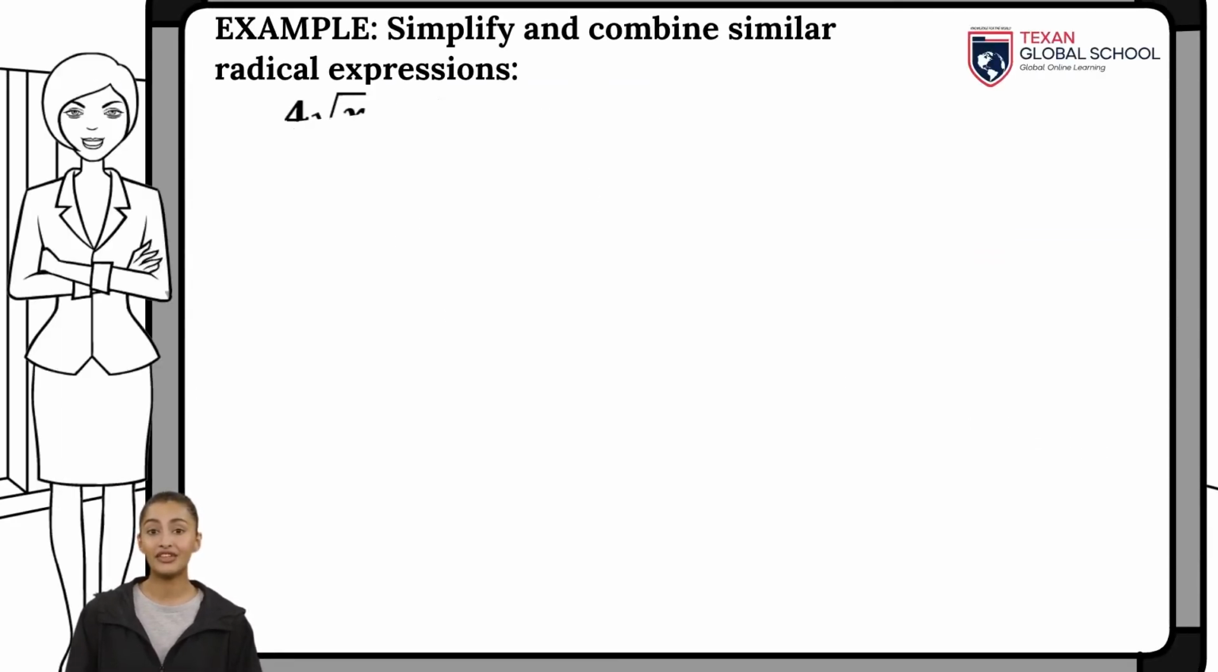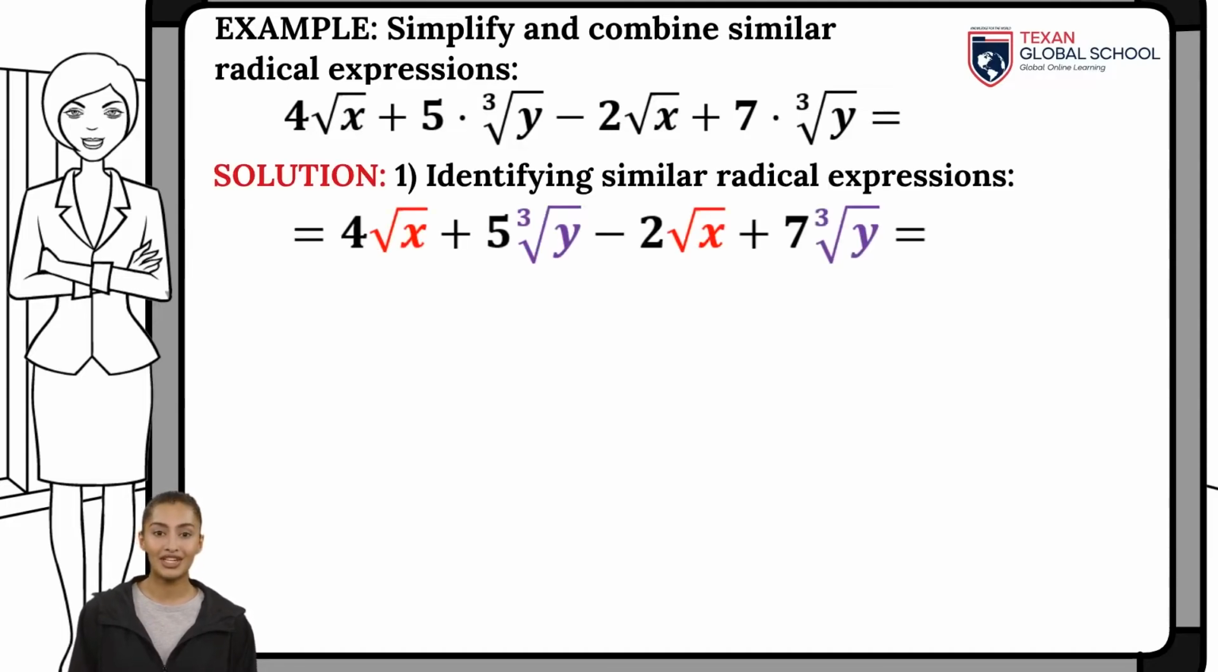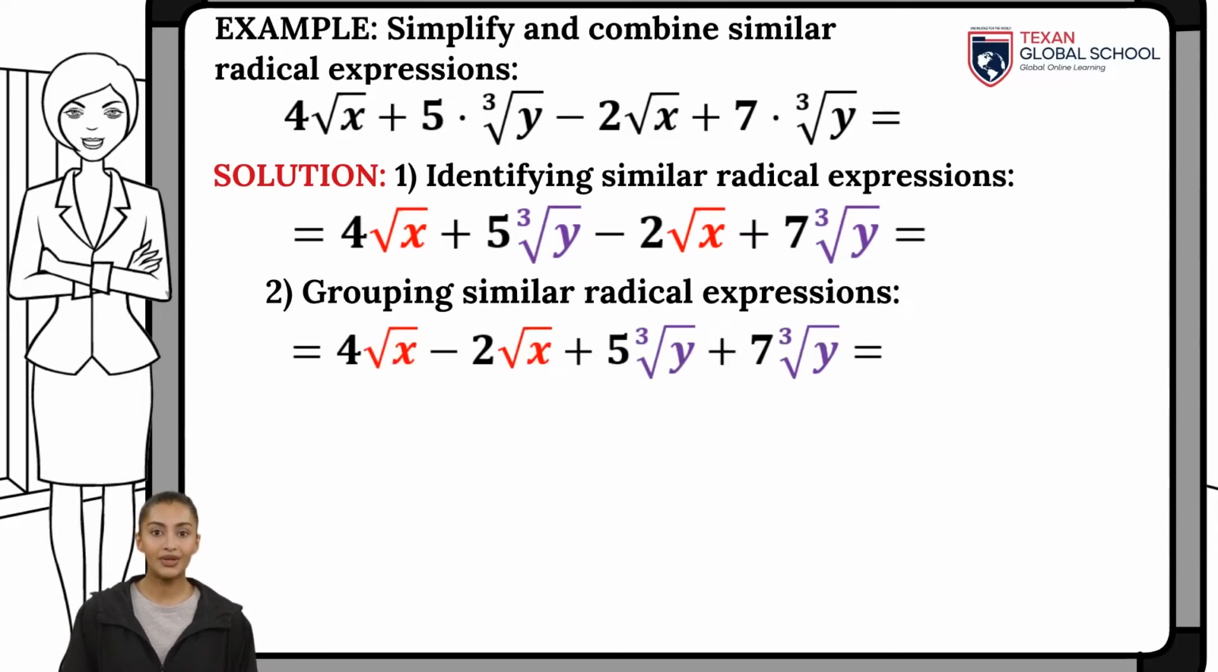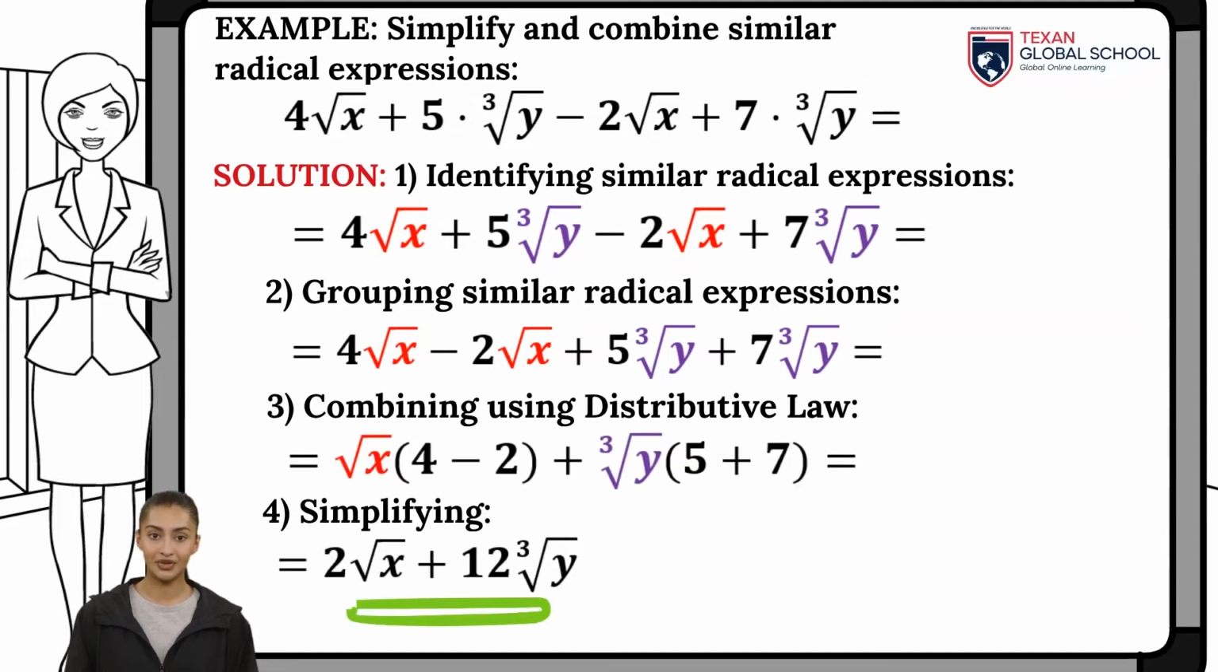In the following example, we already have the terms in their standard form. So we identify similar radical expressions. It is suggested to use colors to be able to identify them easily. We group together similar radical expressions, and applying the distributive law, we simplify, thus obtaining 2 times the square root of x plus 12 times the cube root of y.